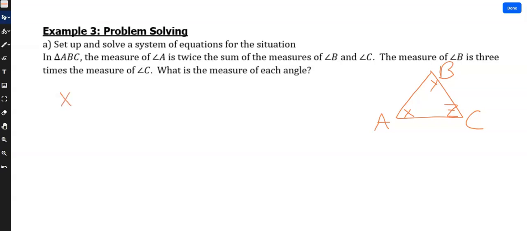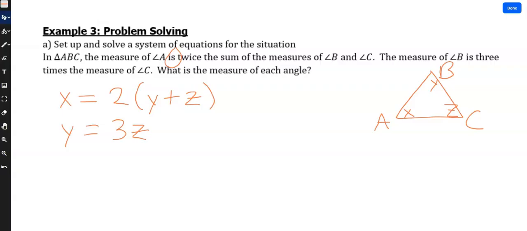The measure of angle A, we call that x, that's the equals, right? Twice the sum of B plus C. The measure of angle B, that's my y, is 3 times the measure of angle C, which I called Z. What is the measure of each angle?